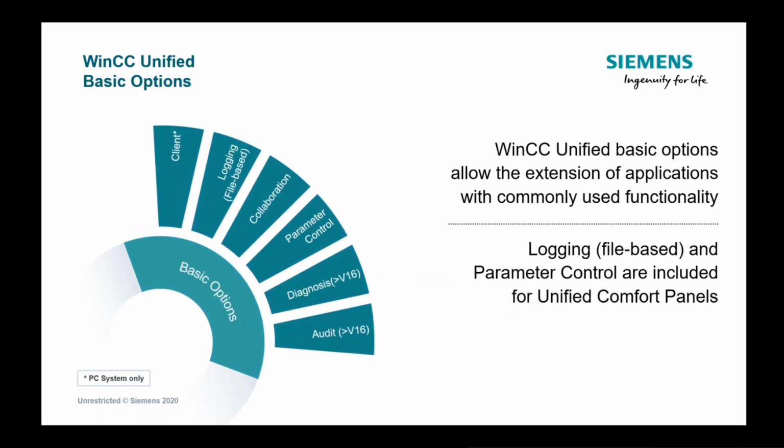Moving over, we've got what we call the basic options. The basic options can also apply to panels or PC-based systems, but they are sometimes add-ons. So maybe you buy an additional license to use a basic option. An example there is, for instance, on the PC-based system with a client, you get a single client for local visualization, and also with every license, you get an additional client. So you could have remote access to your PC-based system using an additional client.